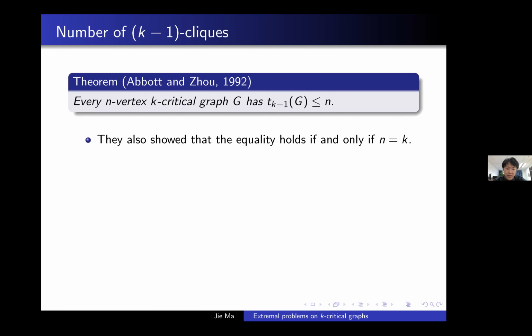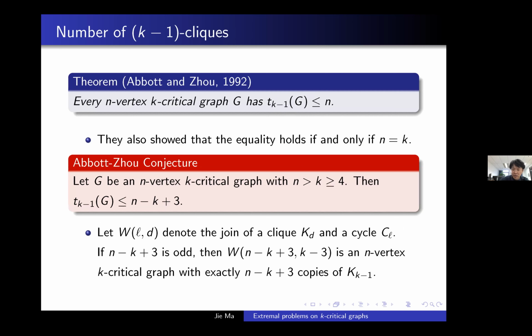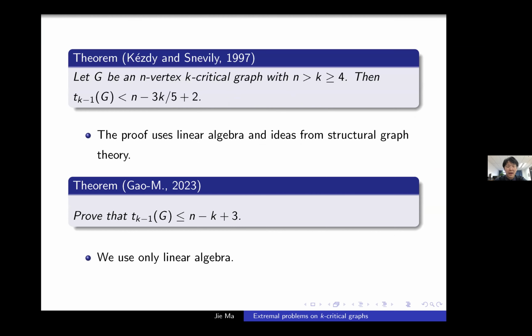This is solved by Abbott and Zhou. They basically answer the question for general K, but then there is a new question. They want to tighten the bound. The conjecture is that it should be no more than n minus K plus 3, and they provide an example, the generalization of the odd wheel. I'll skip that. In a recent work with my student Jun Gao, we prove this. Indeed, we can tighten the upper bound to n minus K plus 3, and we only use linear algebra.